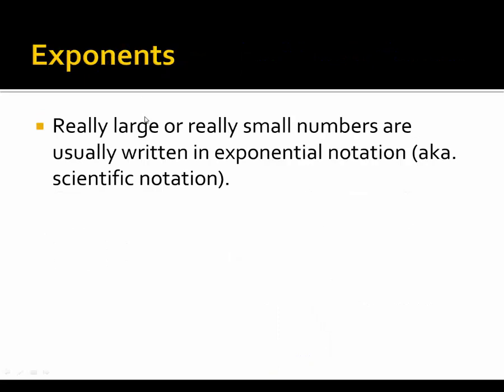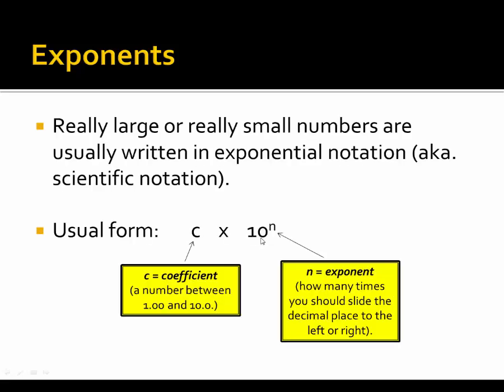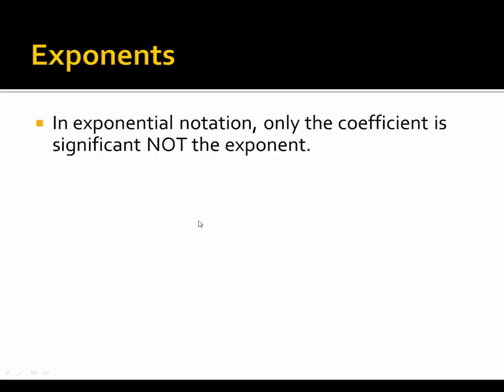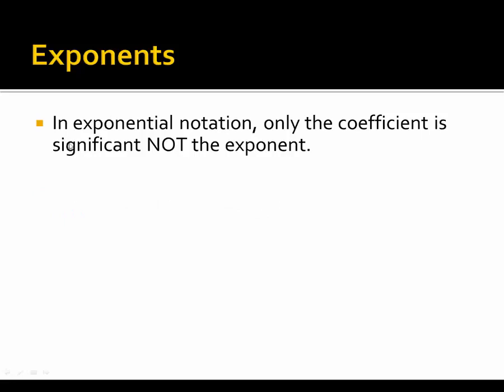So let's take a look at exponents. Really large or really small numbers are written in exponential notation. It usually looks like this: a number, and we put it as a times 10 to the power of n, right? However many times you need to move the decimal place to the left or to the right of this coefficient in the front. So in exponential notation, only the coefficient is significant and not the exponent. In other words, the times 10 part is not important when deciding if it's a significant digit or not.